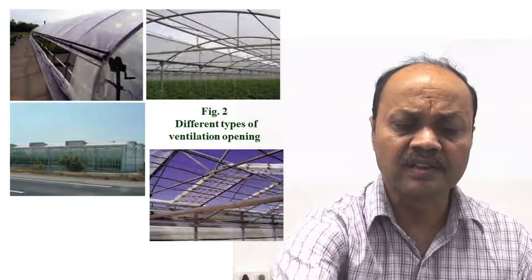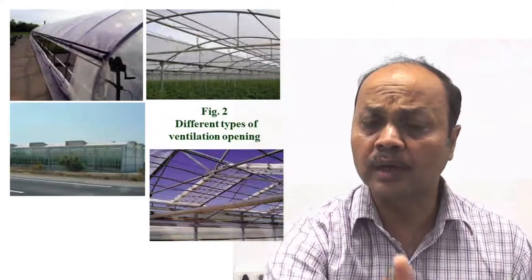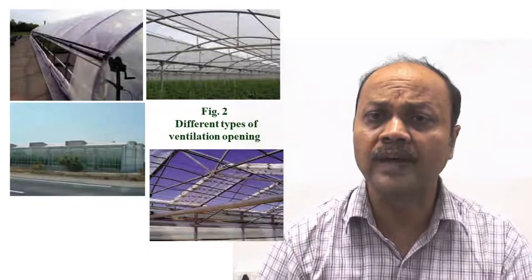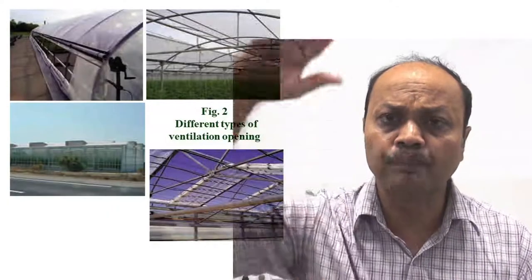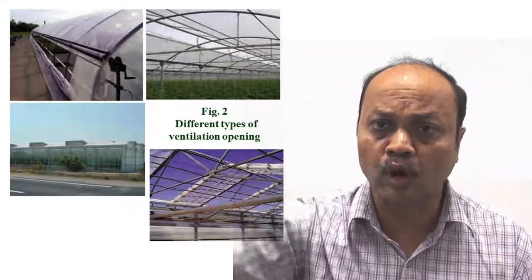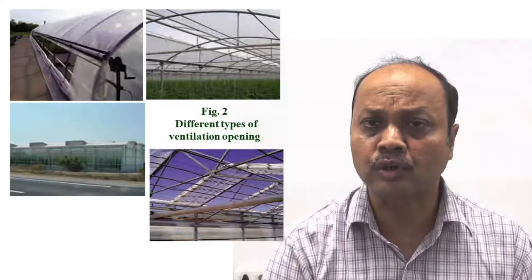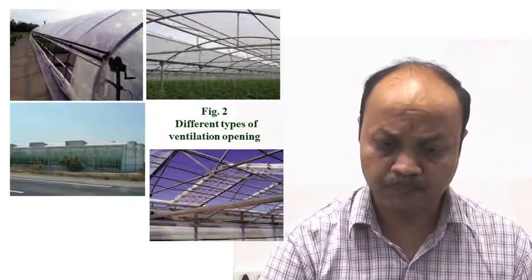Normally here an insect net is also there. Due to the insect-proof net, the wind speed is also very slow, because you have to protect from insects also. And on top, there is the vent. So from side to top, air moves, as I told, based on your wind effect and your buoyancy effect.